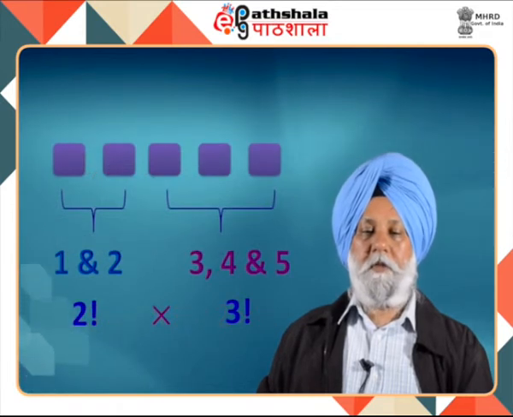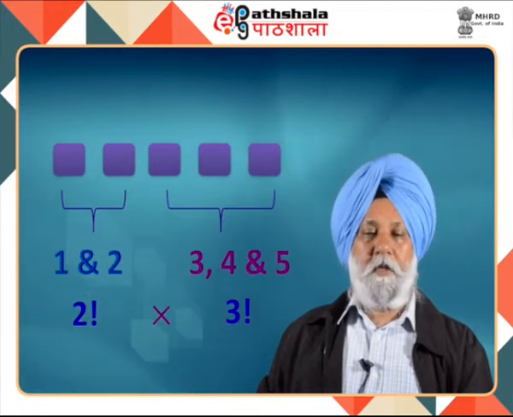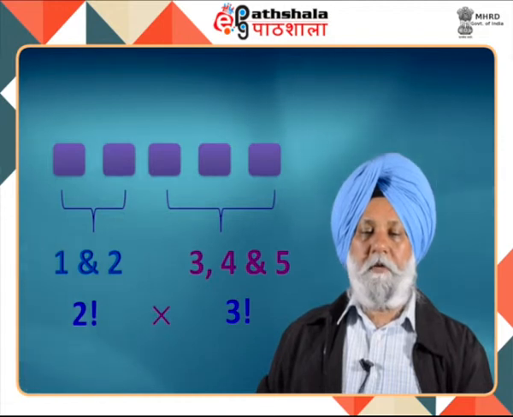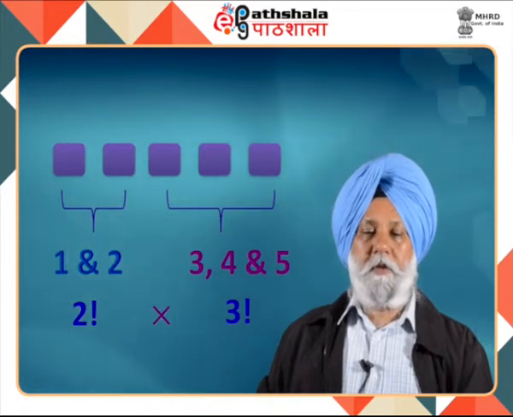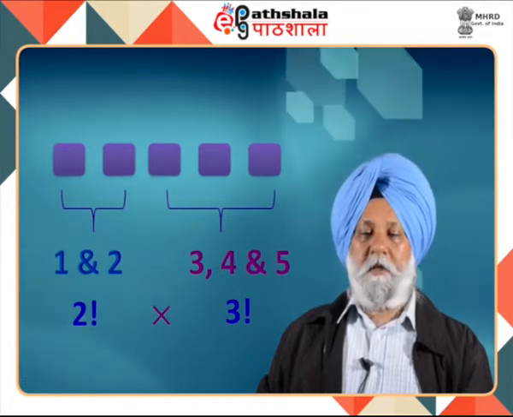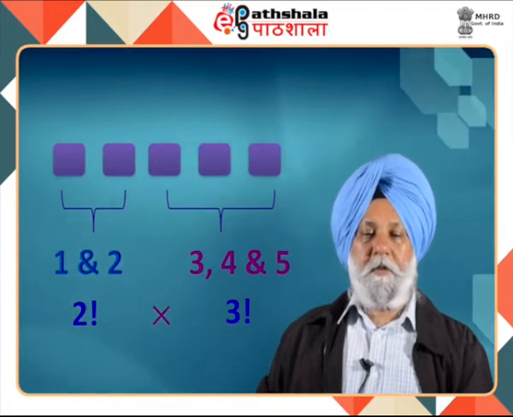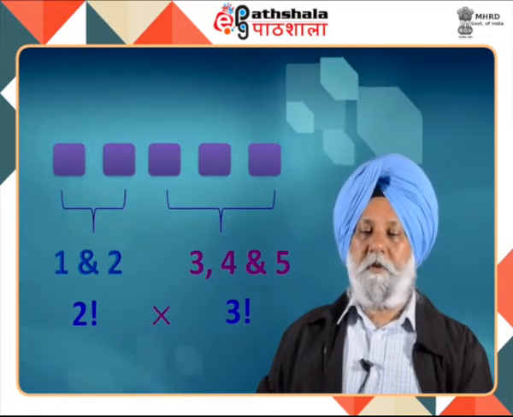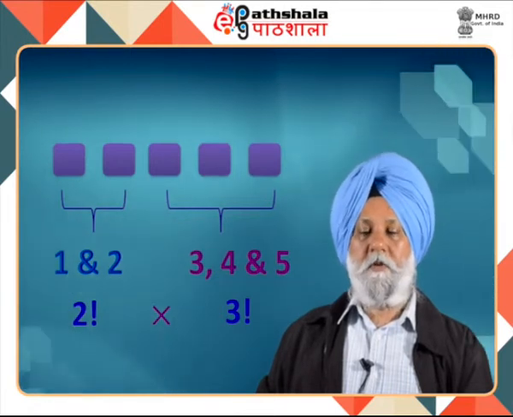However, if the question is such that the first 2 digits are 1 and 2 in any order and the other 3 digits are formed using 3, 4 and 5 in any order, then the answer would be 2 factorial multiplied by 3 factorial. Numbers 1 and 2 can be arranged in 2 ways, 1, 2 and 2, 1. Therefore, 2 factorial and numbers 3, 4 and 5 can be arranged in 6 ways or 3 factorial ways. The total number of cases would be 2 factorial into 3 factorial.